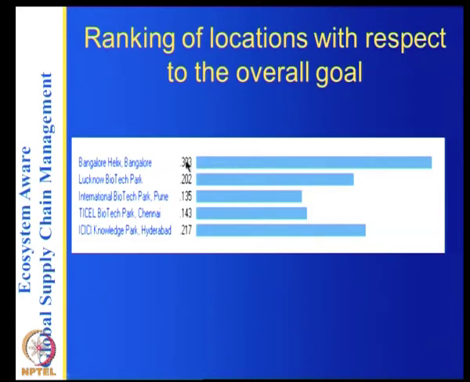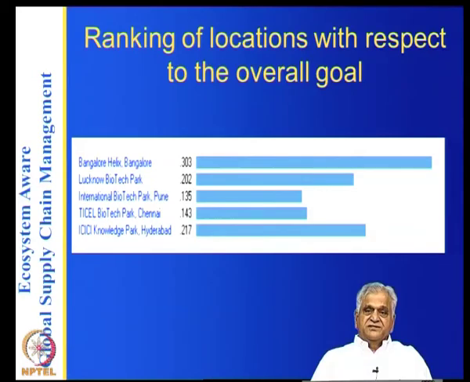So here you can see that the ranking of Bangalore is 0.303, and then next comes Lucknow, and next comes Pune, and next Chennai, and finally Hyderabad. It is surprising because Hyderabad has ICICI Knowledge Park, but in spite of that it lacks on the other ones like the universities and also R&D labs, although it has good R&D labs. So anyway, suffice it to say that these are some scores. This is more a method of illustration of how to do things rather than the exact numbers.